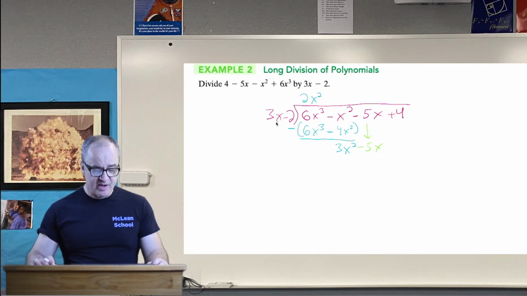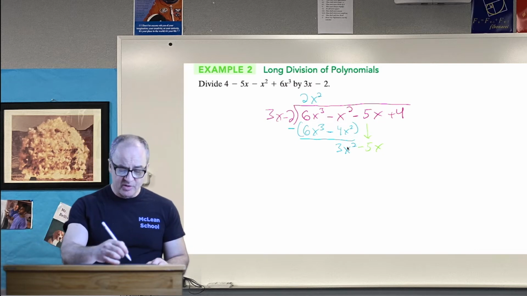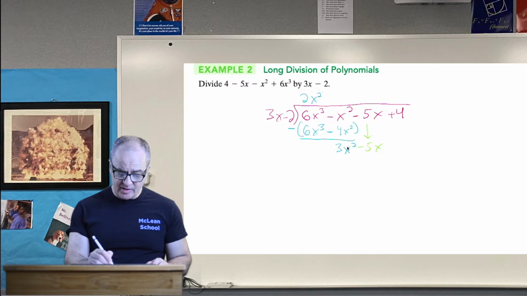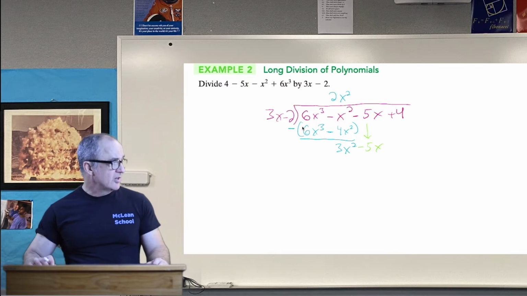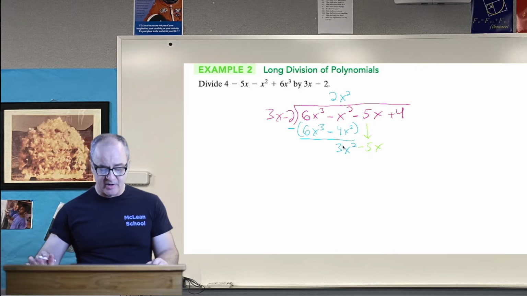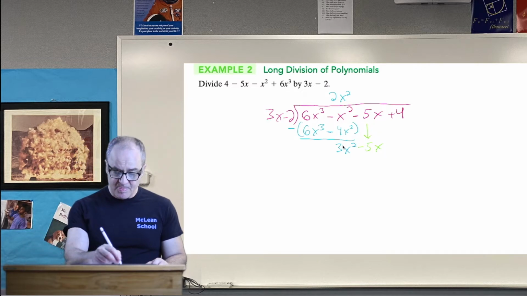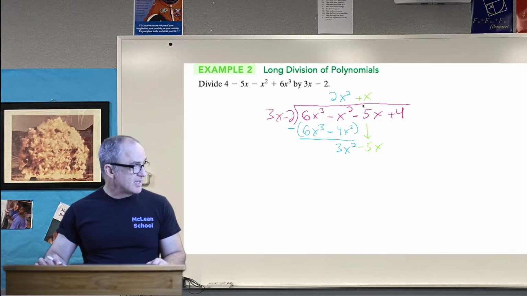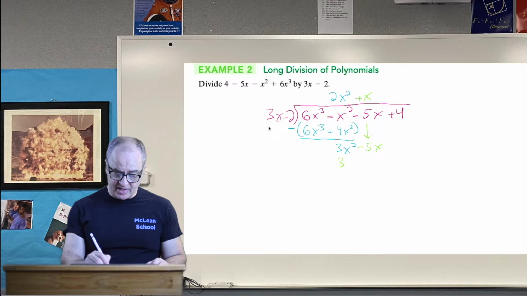As I ask myself, what times 3x would get me 3x squared? So it'd also be a good time to notice that I really didn't do a good job up here of sticking to my place value alignment, but I'm going to do a better job now. Okay, so again, I'm asking myself now, what times 3x would get me 3x squared? Answer would seem to be a positive x. And I multiply that positive x times the 3x, I get 3x squared.